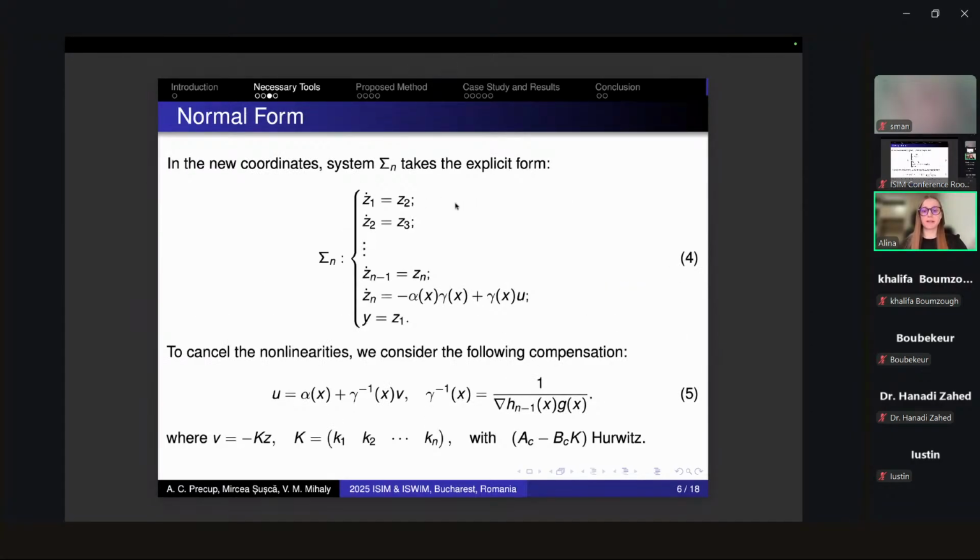Here we can see the explicit normal form of sigma n. If we choose the input according to this expression, the nonlinear terms in the last equation are cancelled out, and we obtain a linear system in the z coordinates. We then close the loop with a linear feedback v, where the matrix Ac minus BcK is Hurwitz. This is the classical exact feedback linearization framework.